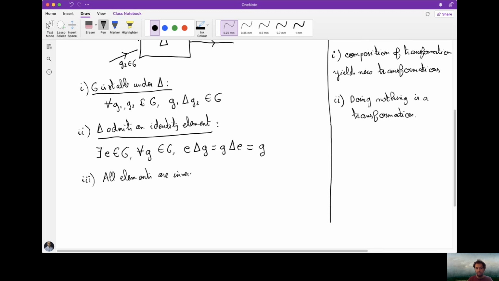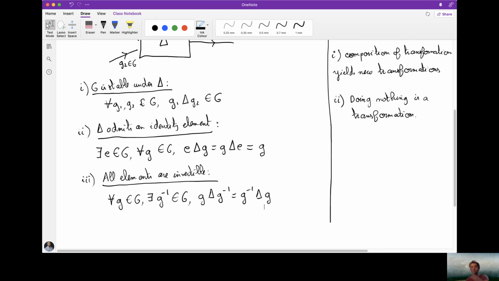That's the third property that we need. So what is the precise meaning of this? It means that for any element G of the group that you take, there must exist another element that we're going to call G minus 1, also belonging to the group, such that if you compose them in any order you want, so G composed with G minus 1 or G minus 1 composed with G, this should give you the identity element, right? The intuition here is that one should always be able to undo transformations.